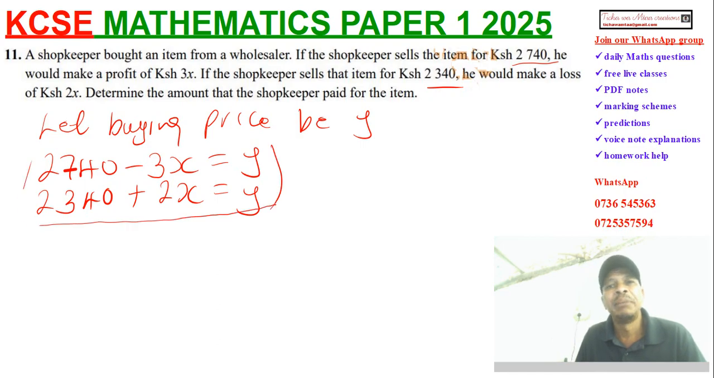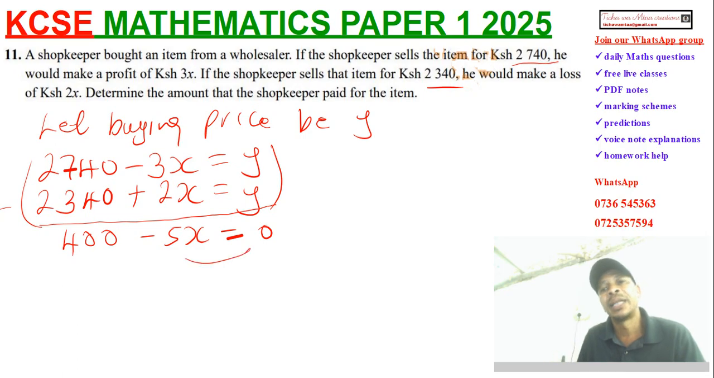We can eliminate y. So we subtract the first one from the second. When you subtract here, this is 0, 0, and this is 400. 3x minus 2x, it will be minus 5x, and y minus y is equal to 0. So if we take 5x to the other side, it becomes positive. So that means we have 5x is equal to 400. You divide both sides by 5, you get x is equal to 80.